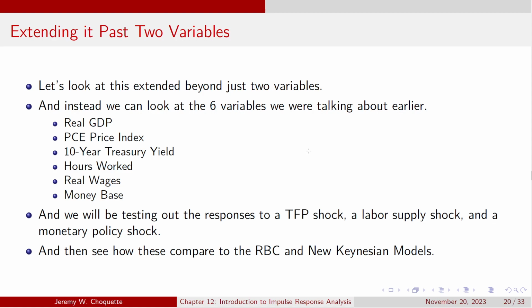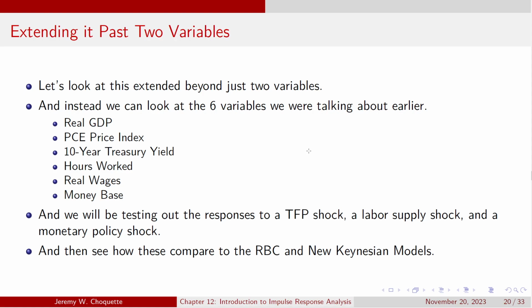Now, that's just for 2 variables. So for these 2 variables, we can look at 2 shocks, and that's it. That's all we get. Demand shock, supply shock. But if we extend it beyond 2 variables, we can look at different shocks. So let's look at the 6 variables that we were looking at earlier. Real GDP, prices, 10-year Treasury yield, hours worked, real wages, and the monetary base.